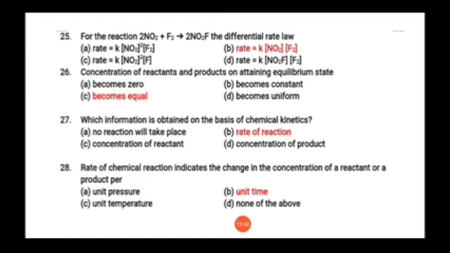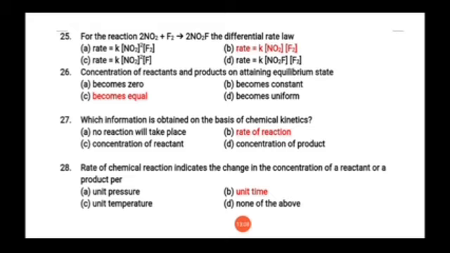We all know that whenever a chemical reaction is in equilibrium, the concentration of reactant and the concentration of product both are equal, and it becomes a steady state. That is, we know that in steady state Ri is always equal to Rt. So the correct option is both become equal: concentration of reactant and concentration of product both become equal.